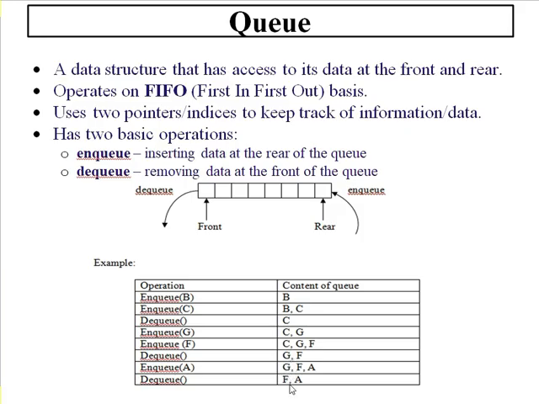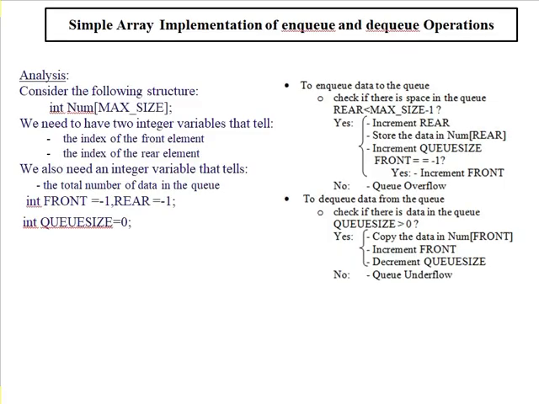So the container is left with F and A. Now at this step, F is the front and A is at the rear side of the queue. In this way, a queue can be implemented.